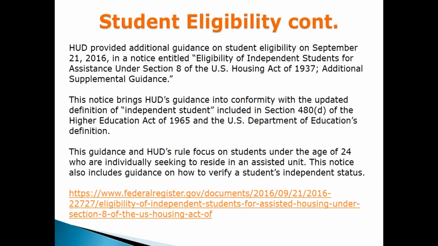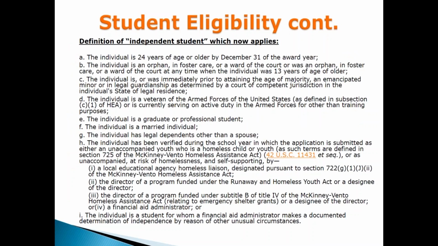And this notice, which is published in the Federal Register, the link right there, also includes guidance on how to verify a student's independent status. This Federal Register link, it's only a couple pages long. I know nobody, including myself, has particular affinity for reading the Federal Register, but I would really suggest giving it a read for yourself because it does include some helpful information about how to actually go about verifying the student's independent status. And for the full definition, here you go. I'm not going to read it for you. It's quite long, but this is now the definition of independent student that applies.